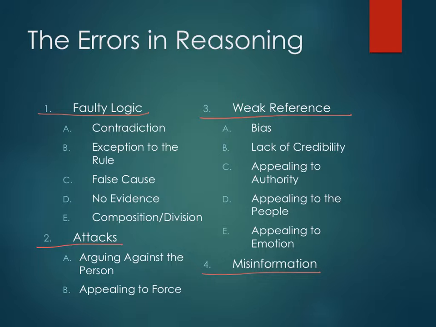And appealing to emotion would be using a sob story, basically, to try and convince people to believe a certain way. Now, you can use pathos details effectively, but you don't want to rely on that. So if you're going to use appealing to emotion as a weak reference, as an error of reasoning, then that would really be the only detail you'd see. If there are others to balance it out, it's really not that much of an error. Misinformation is pretty straightforward. They included information that was false.